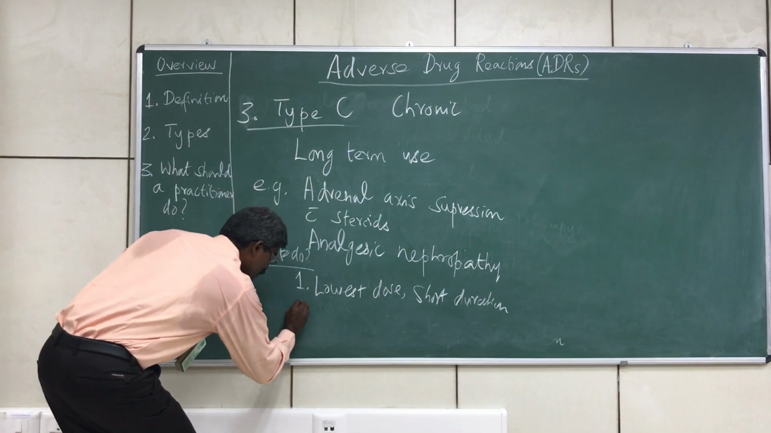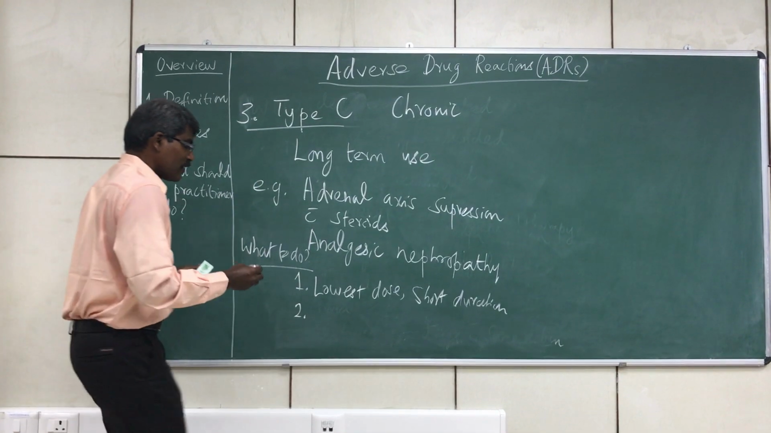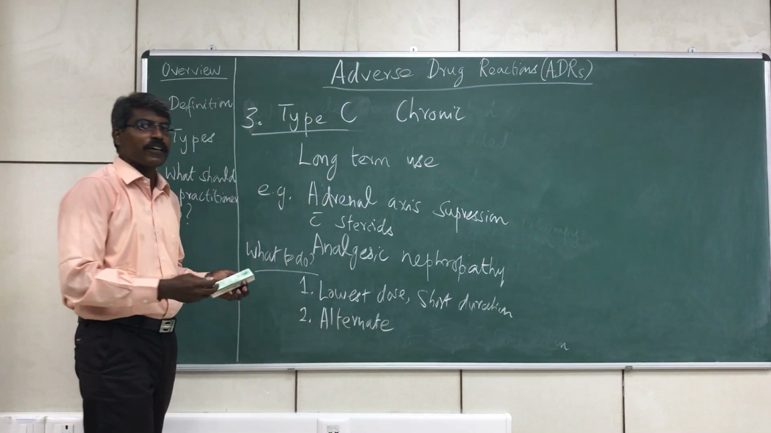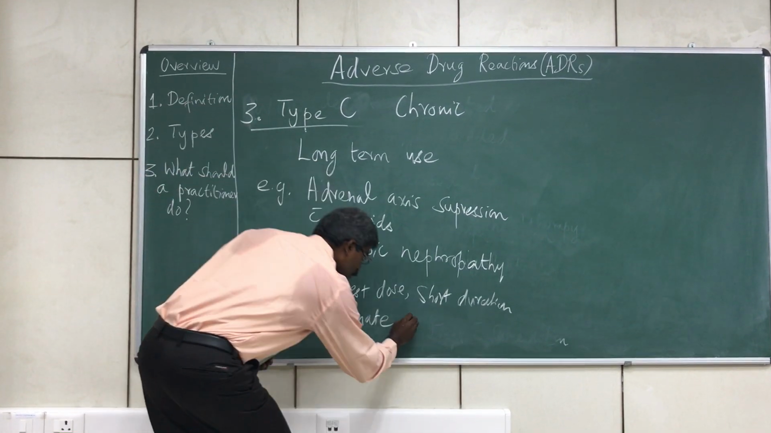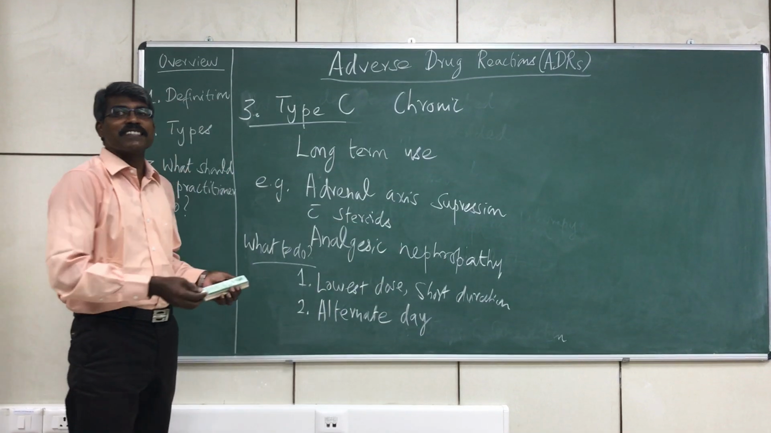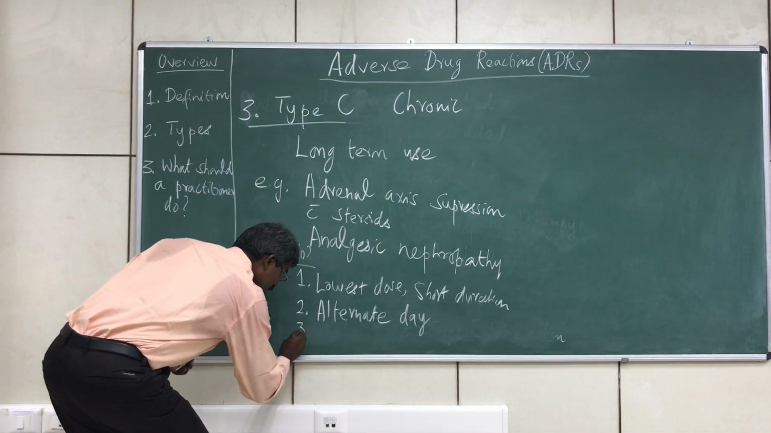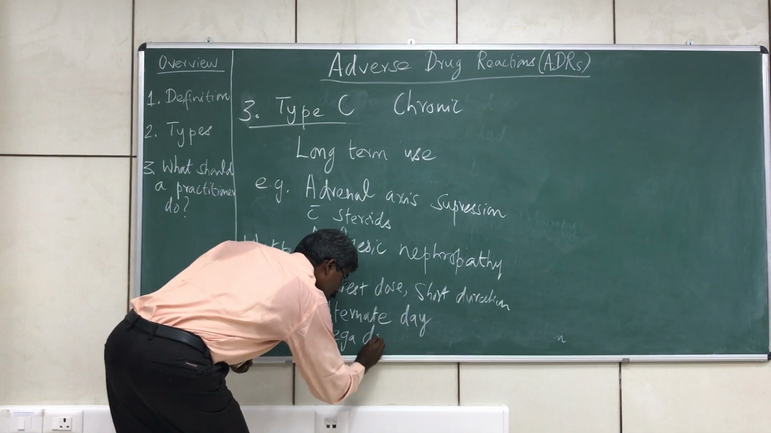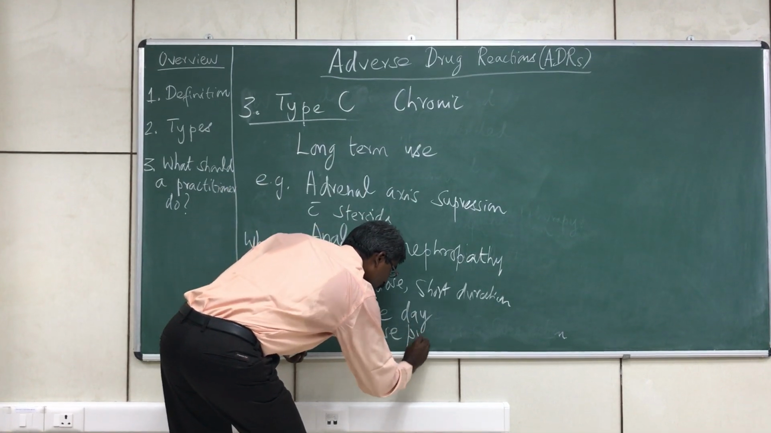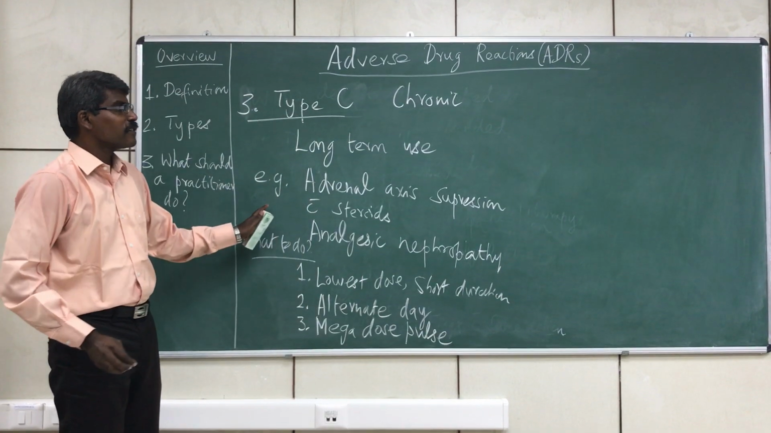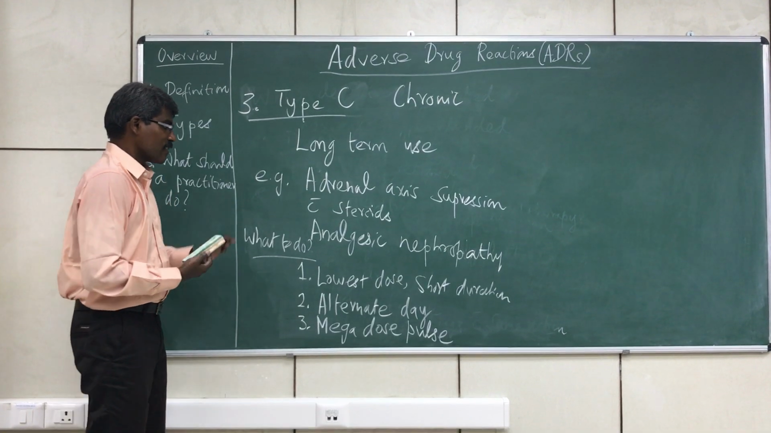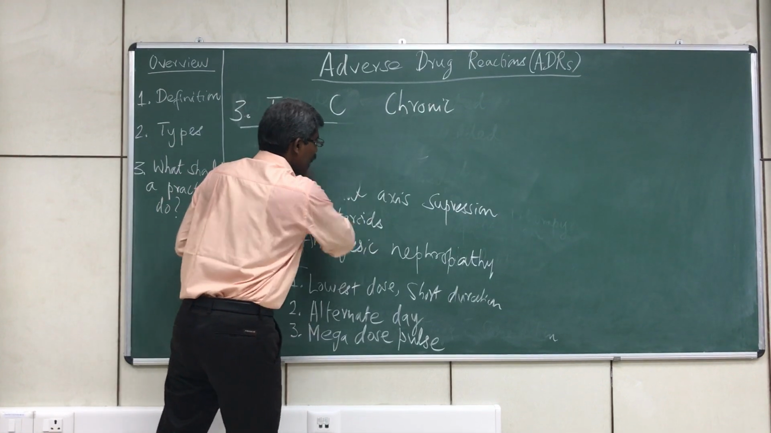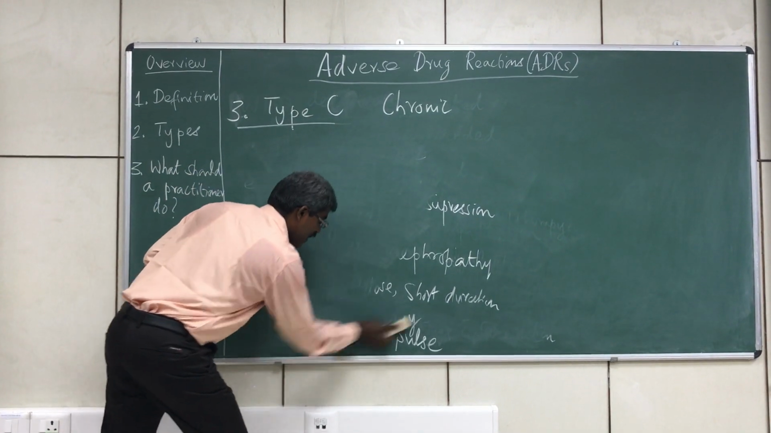The second strategy which can be followed is intermittent therapy, like alternate day therapy. You have heard of alternate day corticosteroid therapy, and alternate day statin therapy. The third is some other strategy like megadose pulse therapy, again seen with steroids. So megadose pulse therapy and alternate day therapy can be used to prevent the occurrence of type C reactions. So that's about type C, their examples, and what to do. Now let's go to the next type, the fourth type, type D reactions.